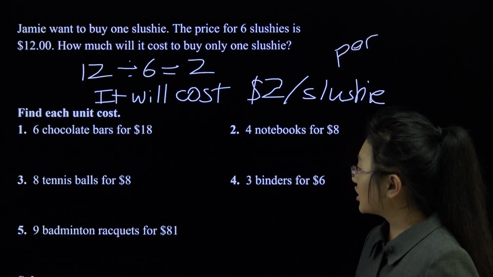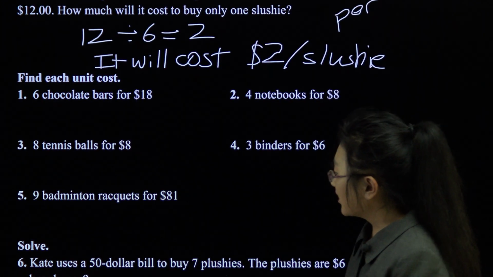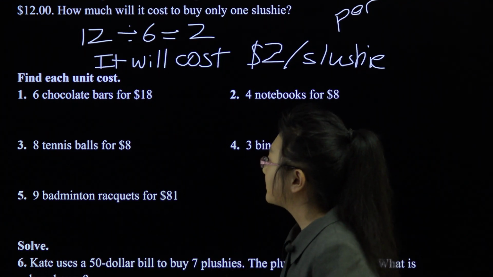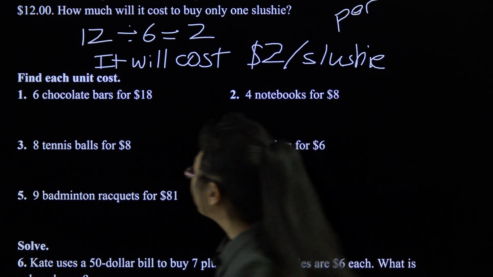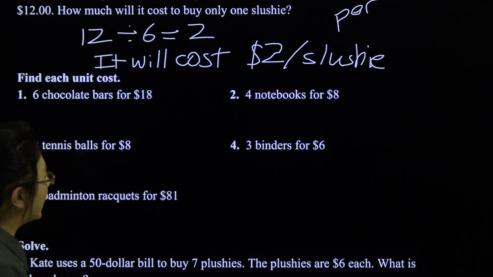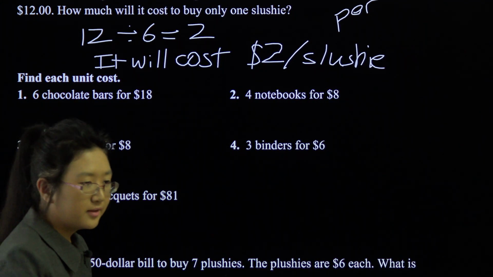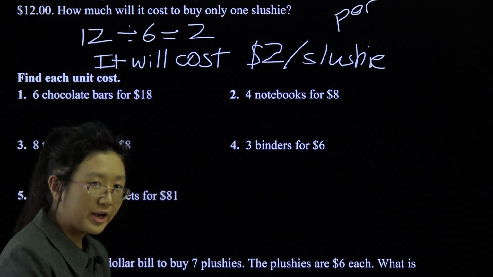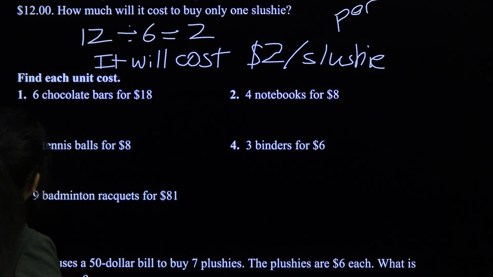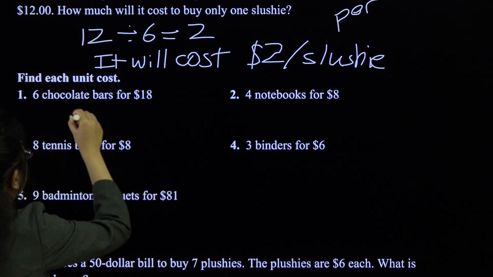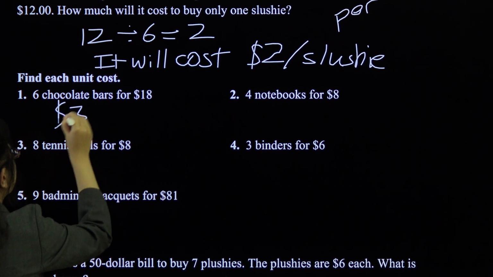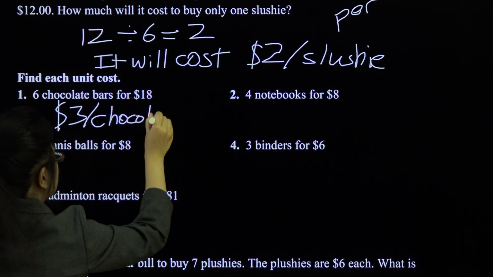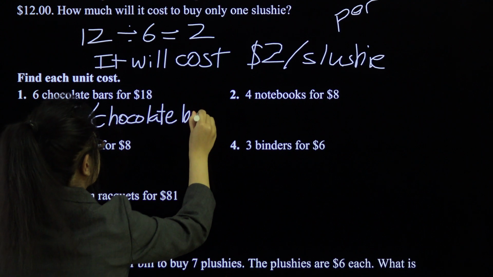Anyhow, find each unit cost. 6 chocolate bars for $18. Well, 18 divided by 6 is... 6 times 3 equals 18, so 18 divided by 6 is 3. That's $3 per chocolate bar.